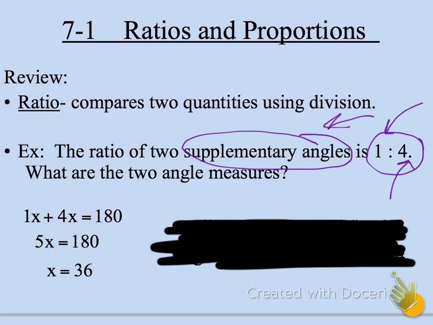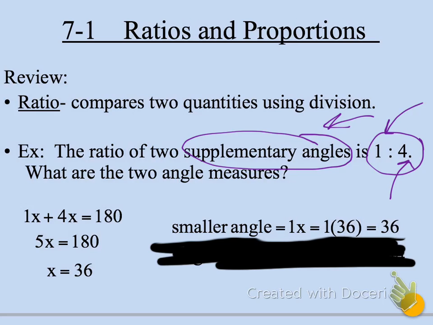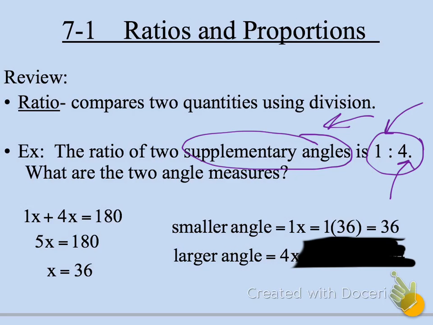But I want to know what my two angle measures are. Right now, all I figured out was what x was. I don't know what the angle measure is. So we know our smallest angle is the one with the 1x. So we plug x back in for that 1x, so 1 times 36. Our smallest angle is 36. For my larger angle, we plug in the 36 for the 4x and solve it. So my bigger angle is 144. And you know that if you add those together, it should equal 180. And that ratio is 1 to 4.